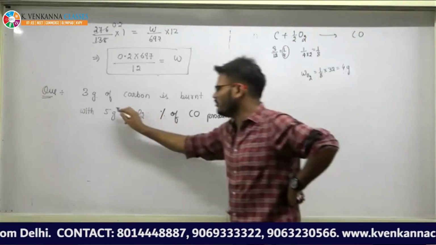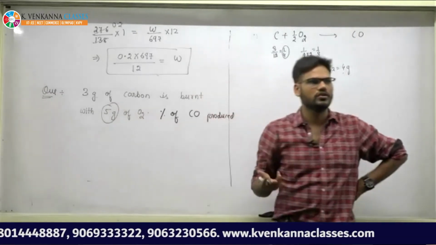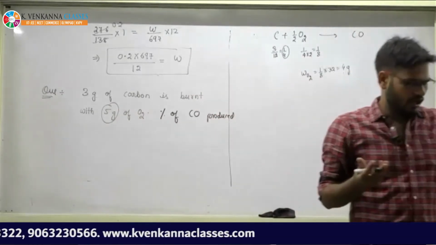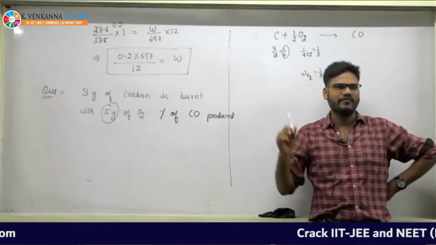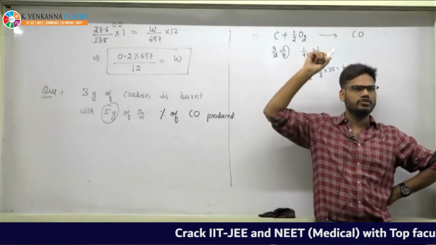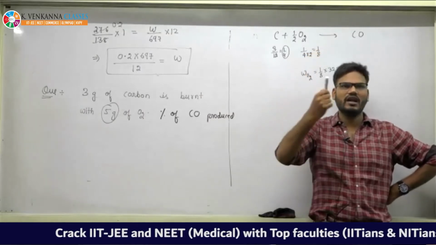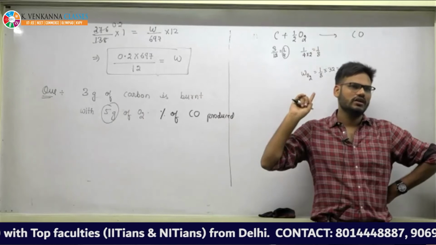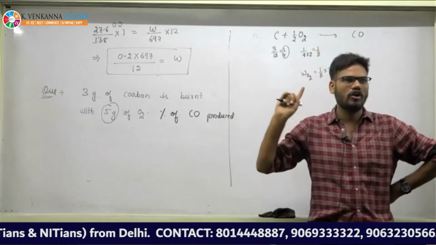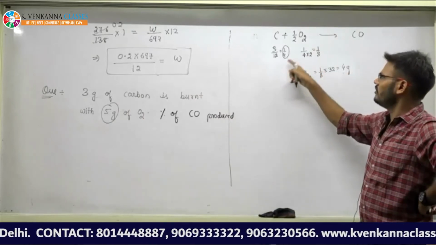But they are saying we are using 5 grams of oxygen. So where is the left amount of oxygen going, right? If we are converting complete carbon into CO, then we are left with 1 gram of oxygen. We are not utilizing it. So it means this reaction is happening, but not completely utilizing 3 grams of carbon.